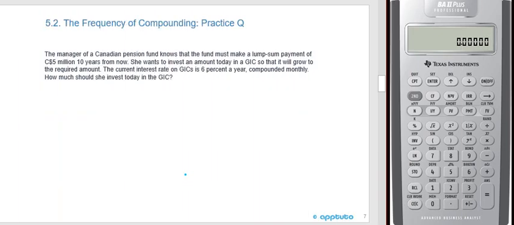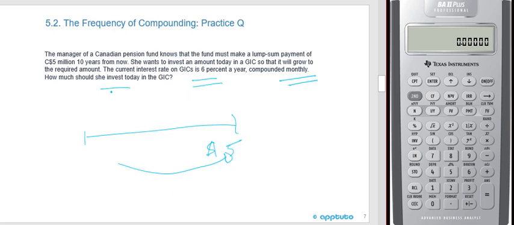Okay, another quick practice problem. The manager of a Canadian pension fund knows that the fund must make a lump sum payment of $5 million 10 years from now. So that's in the future. $5 million must be made. Okay. She wants to invest the amount today in a GIC so that it'll grow to the required amount. That's going to be the future value, $5 million 10 years from now. The current interest rate on the GIC is 6% a year, compounded monthly. How much should she invest today in the GIC? So we want to know how much today. That's a present value question.